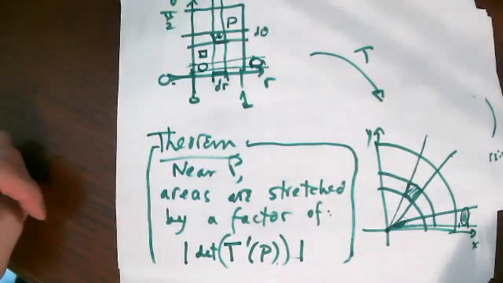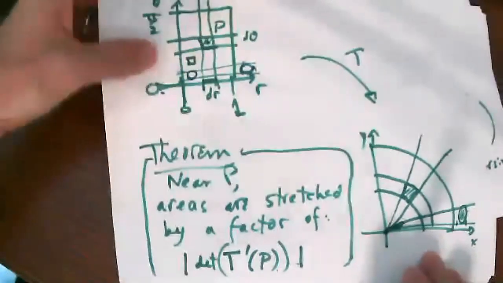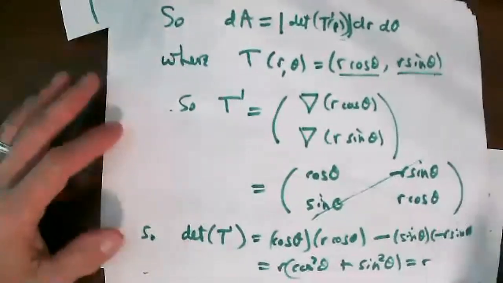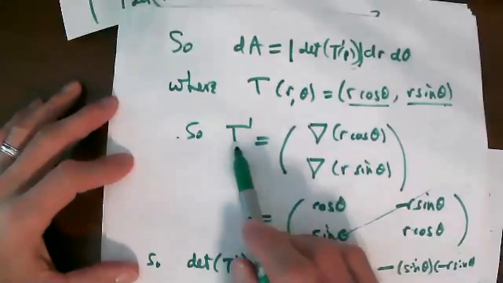Yes, could you go back to the slide that you had up just after this? It was this one? T prime equals the gradient. Yes, that one right there. Okay. So T prime equals just the gradient of both. Okay, that was just all the information.